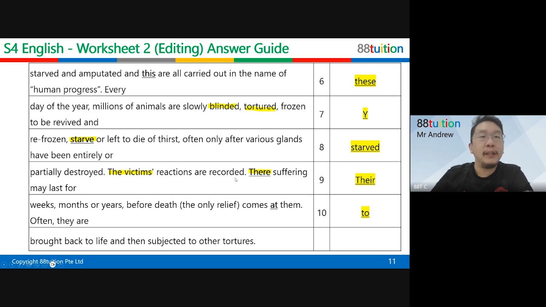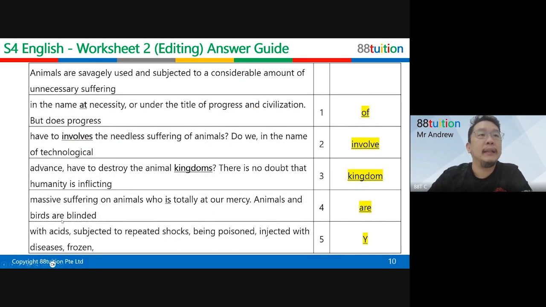Okay? So I'll just go back and highlight this because I think I mentioned this just now. So I think for editing, you can always look at the idea of, hey, are there hints in the rest of the sentence or the sentence before and after that? For example, I mentioned this name of necessity, title of progress and civilization. There's a hint here already. And then here, more than one animal. So we won't be using is, we'll be using are.